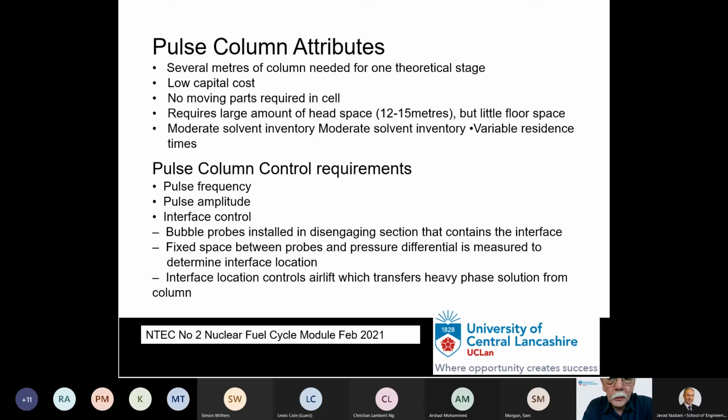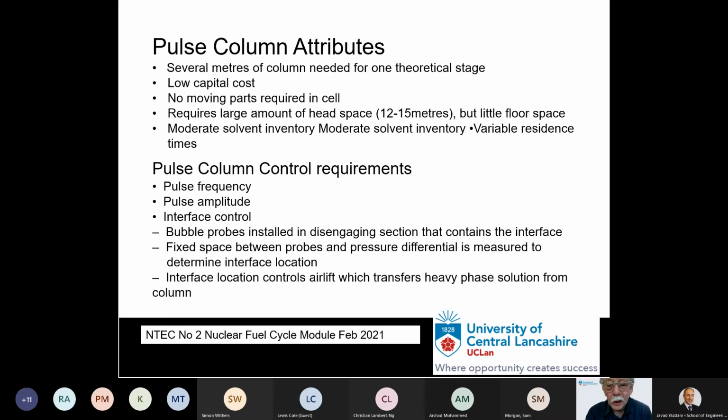Pulse column control requirements: pulse frequency, pulse amplitude, interface control. But the first two, frequency and amplitude, bear in mind are controlled outside the radioactive area. It depends how frequently we provide the air pressure to the pulse limb. So that's a fairly simple control parameter. Interface control, both at the top and at the bottom of the column. Again, not a big concern, but it needs to be considered when designing the columns.